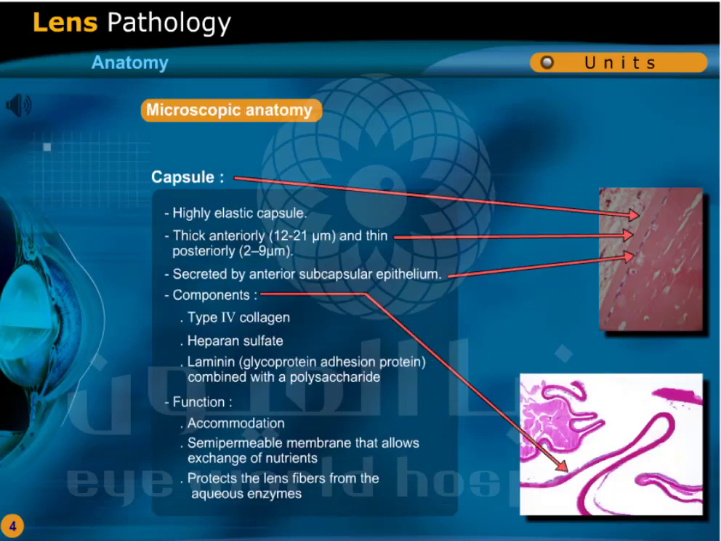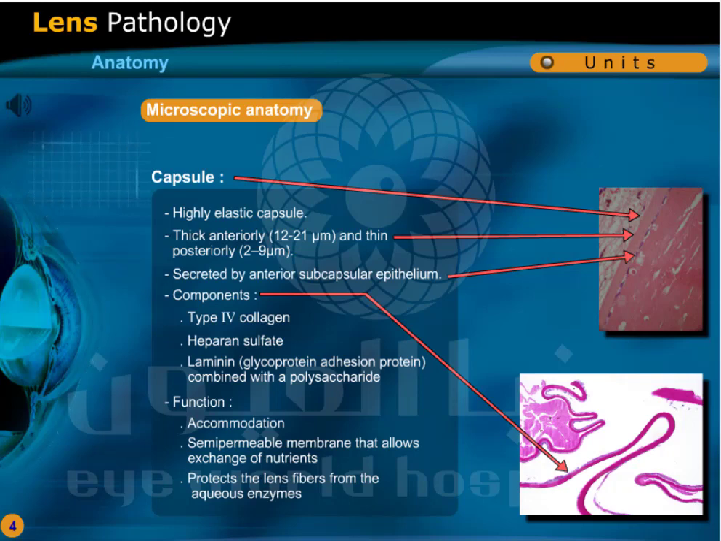Microscopic anatomy. The lens capsule. This is a highly elastic capsule that is thick anteriorly, 12 to 21 micrometers, and thin posteriorly, 2 to 9 micrometers. It is secreted by anterior subcapsular epithelium and composed of type 4 collagen, heparan sulfate, laminin, which is a glycoprotein adhesion protein combined with a polysaccharide. The function of the lens capsule is accommodation.